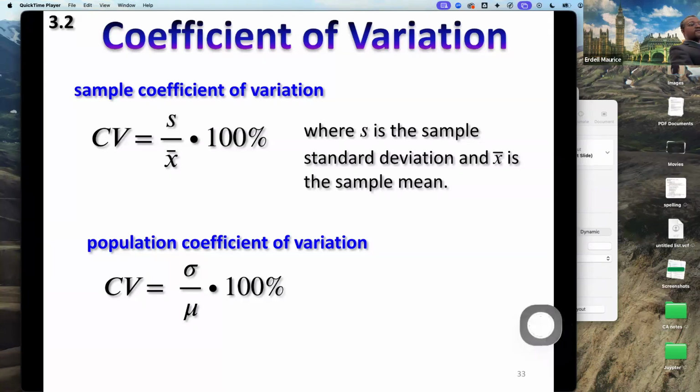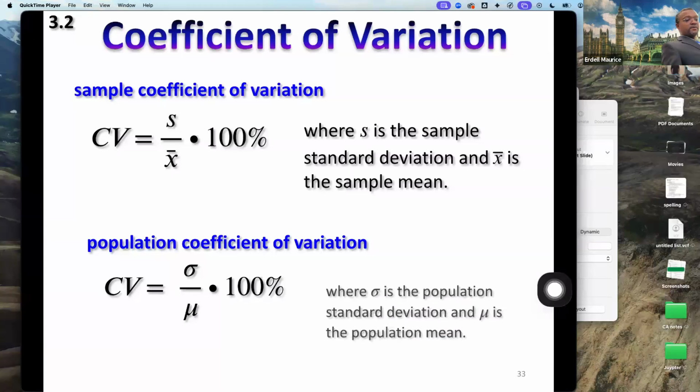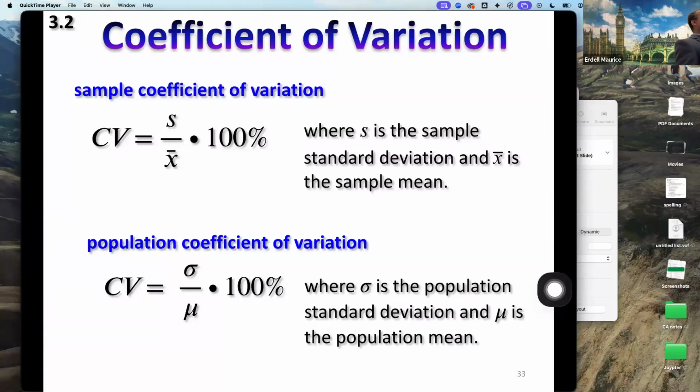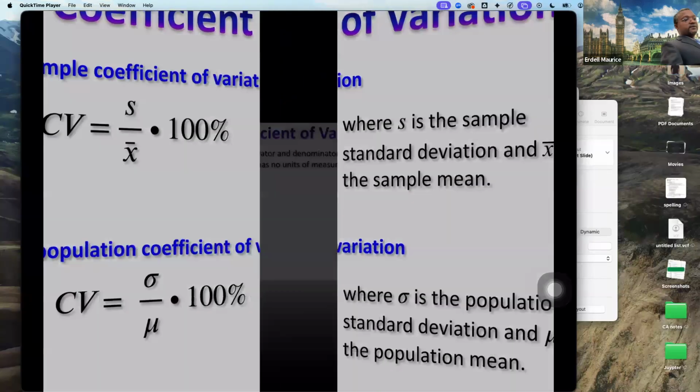But if I change both of them into percentages, then I can compare them. Yes, and that's what the coefficient of variation does. It is standard deviation divided by the mean. Questions there? It's the same formula, just using different letters because one is for sample and the other is for your population. Questions there? All right, so that's the end of 3.2.